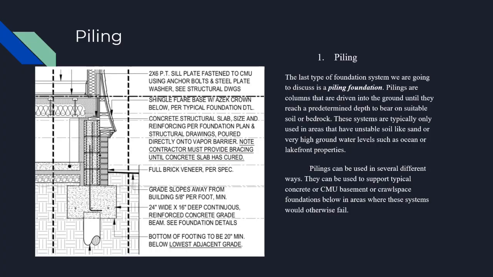The last type of foundation system we're going to discuss in this segment is a piling foundation. Pilings are columns that are driven into the ground until they reach a predetermined depth to bear on suitable soil or bedrock. These systems are typically only used in areas that have unstable soil, like sand or very high groundwater levels, such as ocean or lakefront properties.